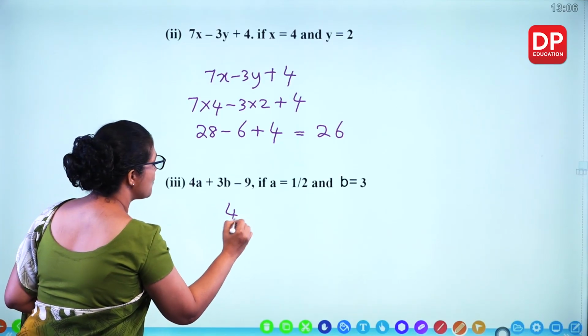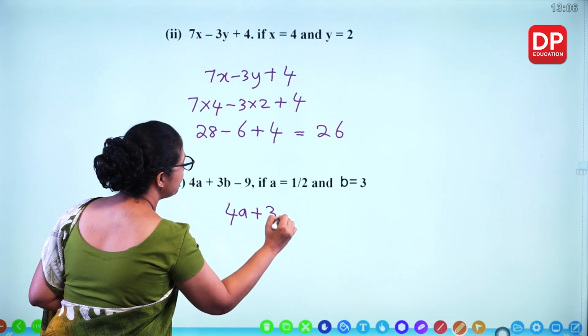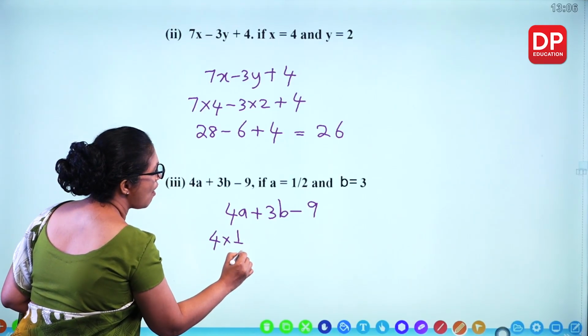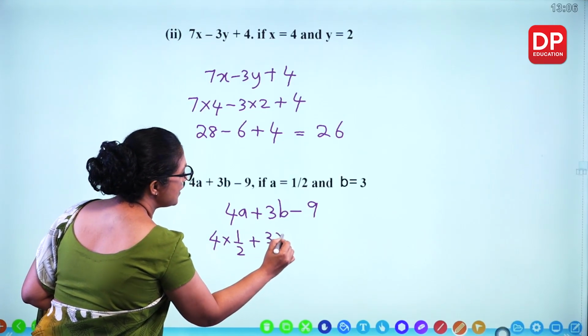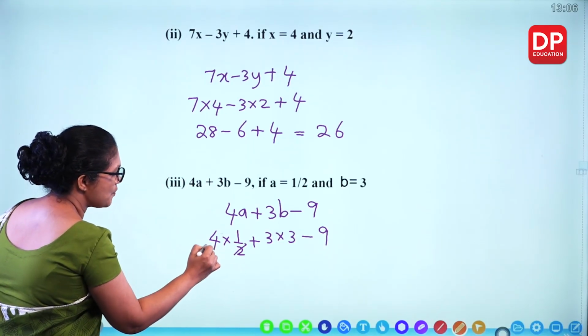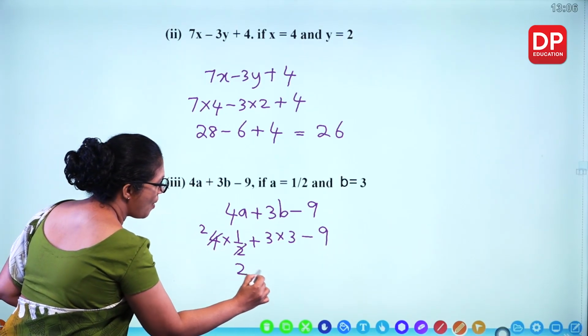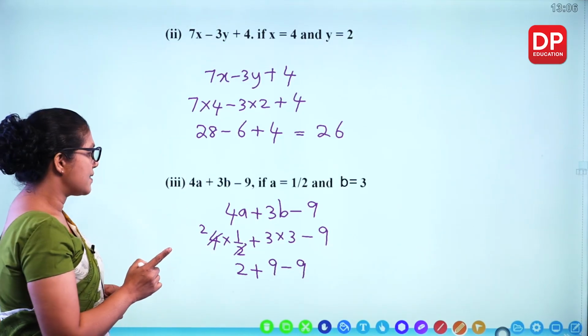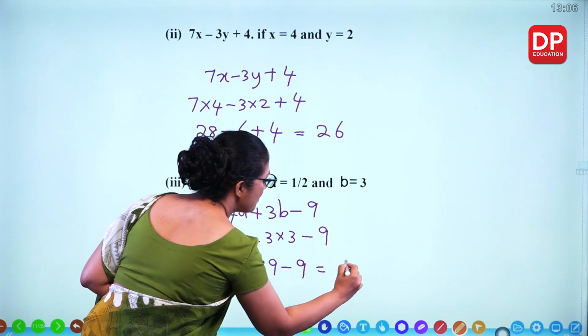This one you have to substitute a fraction. We'll see. A equals half. So that means 4 times half. B equals 3. 3 times 3. 2 times 2. So you get 2 plus 9 minus 9. 9 gets cancelled out and you get 2 there.